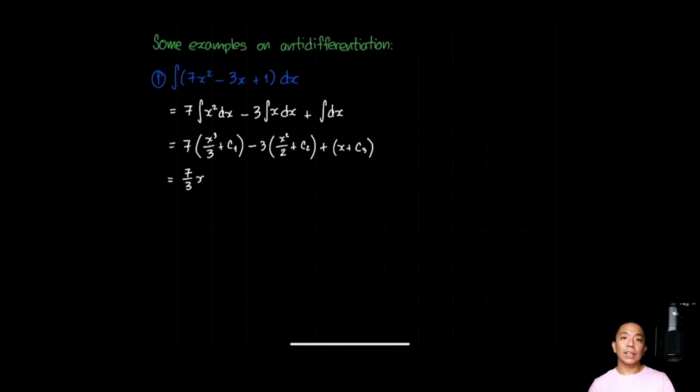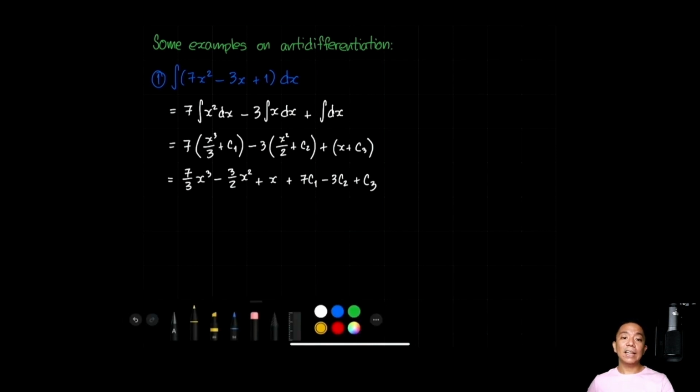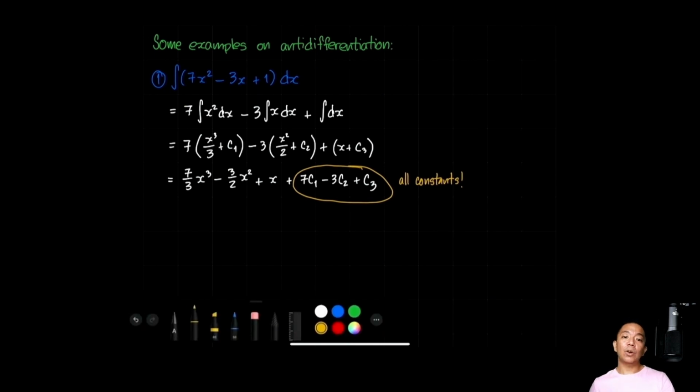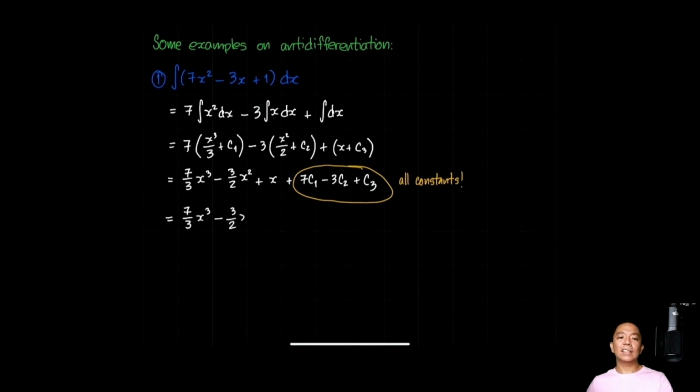Distributing the factors and grouping yung mga x's together, we have 7 over 3 x cubed minus 3 halves x squared plus x plus 7c1 minus 3c2 plus c3. But again, as we have seen sa earlier problem, we could treat yung combination ng constants, kasi lahat to constants, as a single constant, and rewrite yung answer natin as 7 over 3 x cubed minus 3 halves x squared plus x plus isang constant na lang, plus c. And we highlight our final answer with a box.